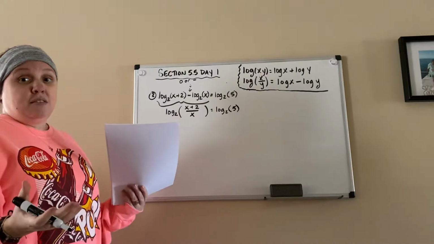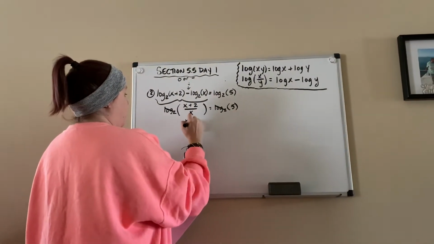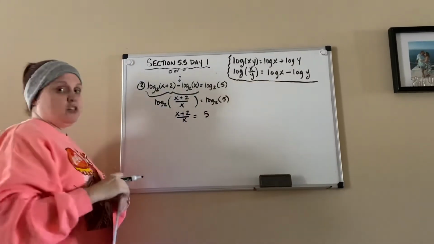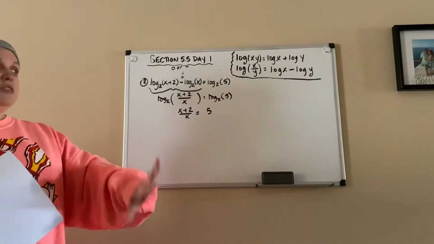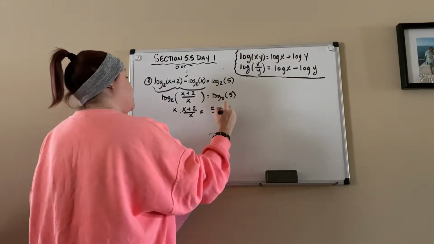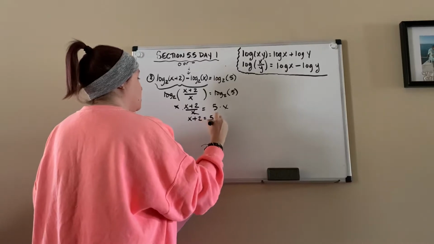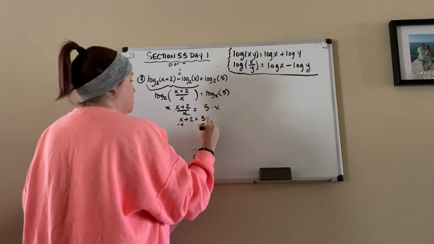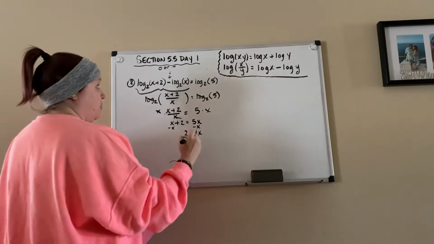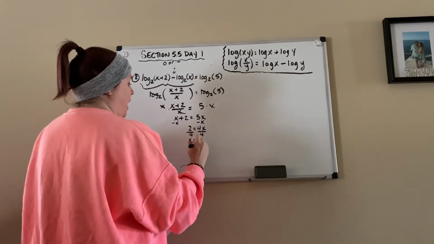Log on both sides, so we get to cancel the logs. So we've got x plus 2 over x equals 5, and we solve that equation. It's just solving a basic equation again, so it's not hard to do. So we're going to multiply both sides by x. This x goes off the bottom. We get x plus 2 equals 5x. Subtract x, 2 equals 4x. Divide by 4. We get x equals, oh my gosh, 1/2 again.